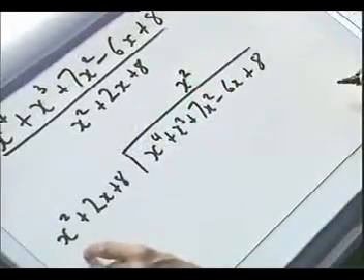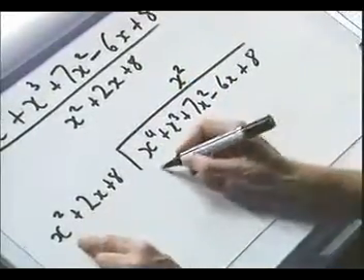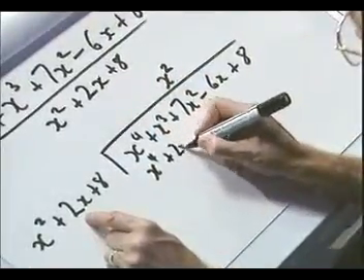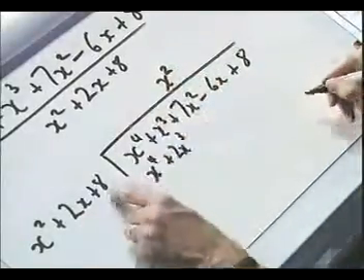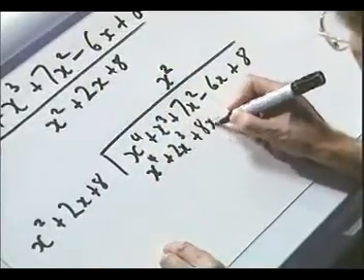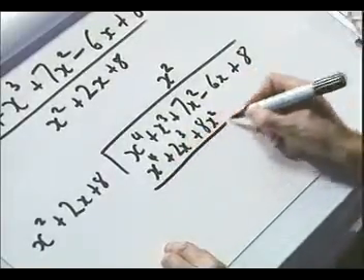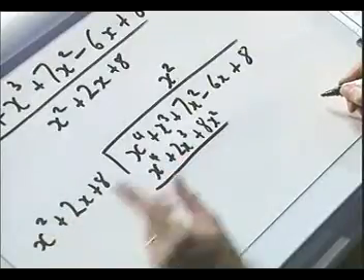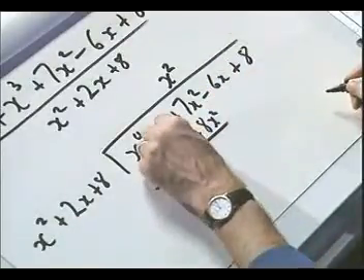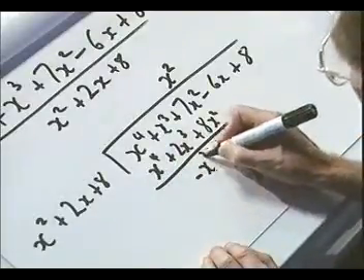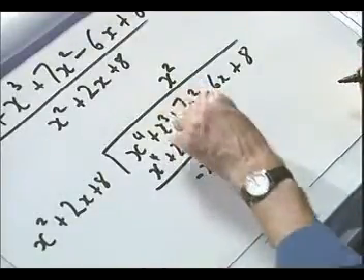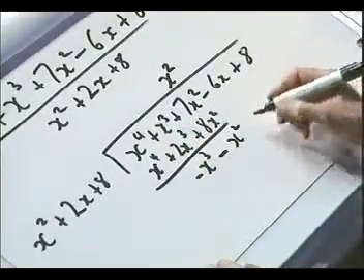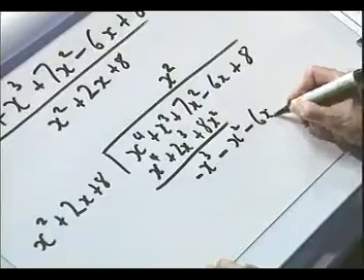And now we do the multiplication. X squared times x squared is x to the 4th. X squared by 2x is plus 2x cubed. X squared by 8 is plus 8x squared. And now we do the subtraction. X to the 4th, take away x to the 4th, there are none, but we arranged it that way. X cubed, take away 2x cubed, minus x cubed. 7x squared, take away 8x squared, minus x squared. And bring down the next term.